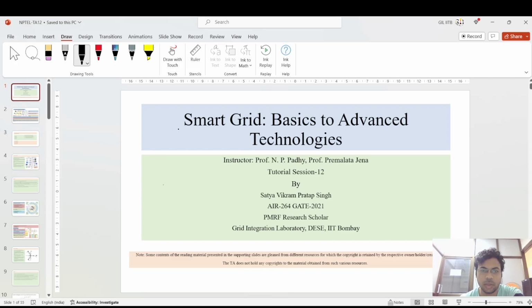My name is Satyakam Pratap Singh and I'm your TA for this session. The topic of this course is Smart Grid Basic to Advanced Technology, whose instructors are Professor N.P. Padisar and Professor Premlata Janama. This is the 12th tutorial session and I'm a PMRF PhD research scholar at Grid Integration Laboratory, IIT Bombay.